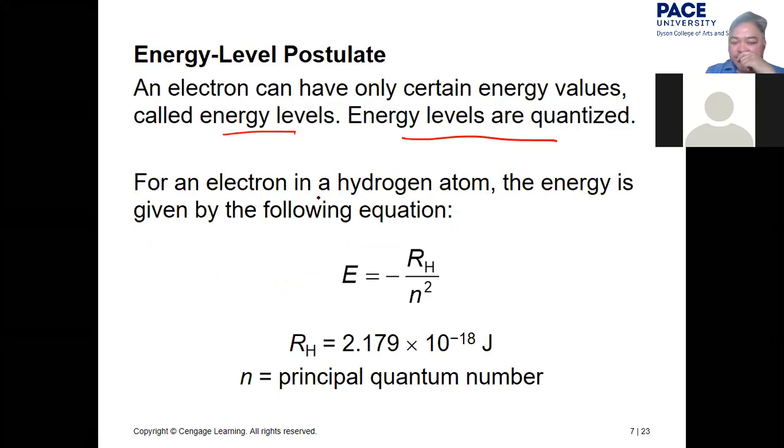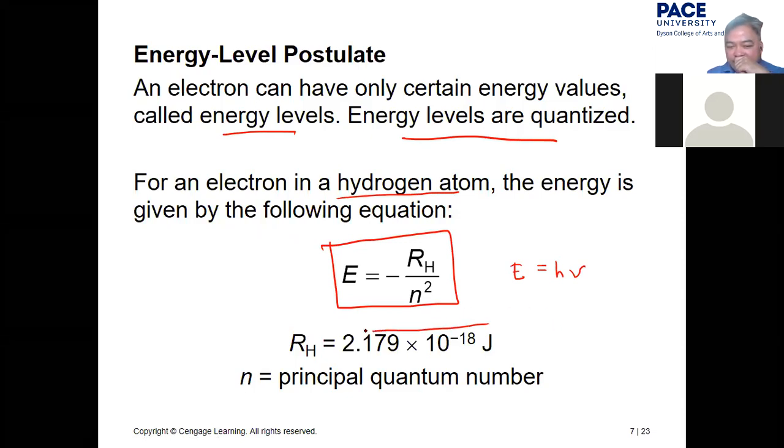So for an electron in the hydrogen atom, the energy is given by this equation. So try to look at this one. It's just like some sort of a derivative of this. Why? Because you have there a fixed unit, which is your Rydberg number. And n there is defined as the principal quantum number.